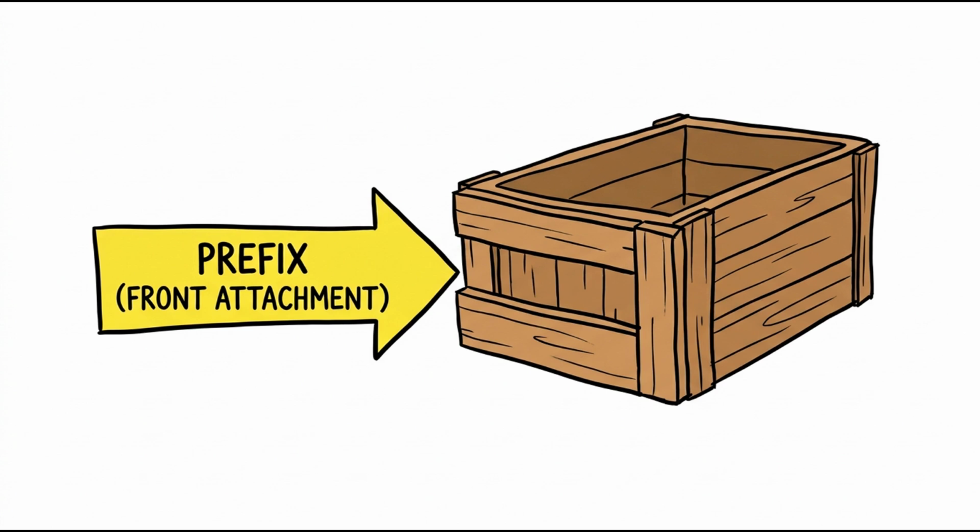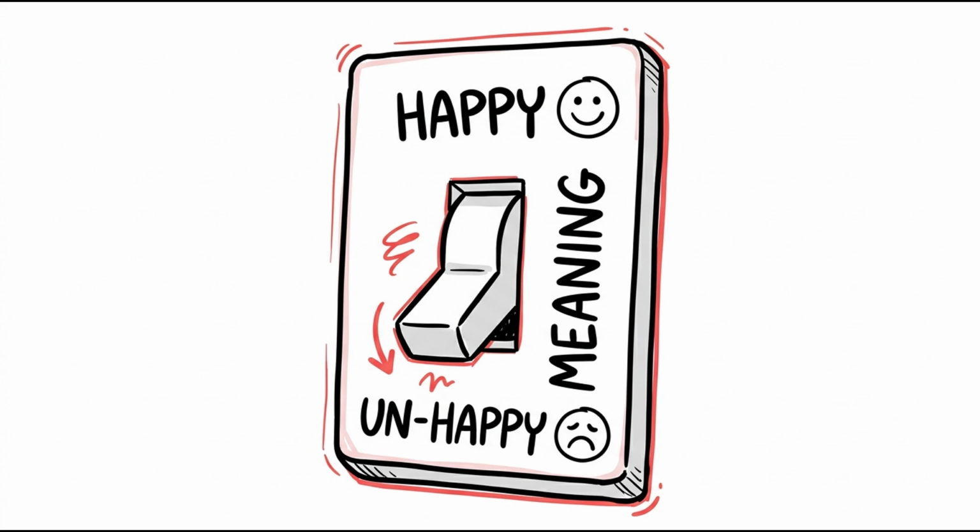Now let's look at prefixes, which attach to the front of a word instead, and whose job is to change the direction, the polarity, or the underlying logic of the root itself. First, there are negation flippers, endings like un, in, and dis, which instantly reverse a word's meaning. Happy becomes unhappy, believable becomes unbelievable, agree becomes disagree.